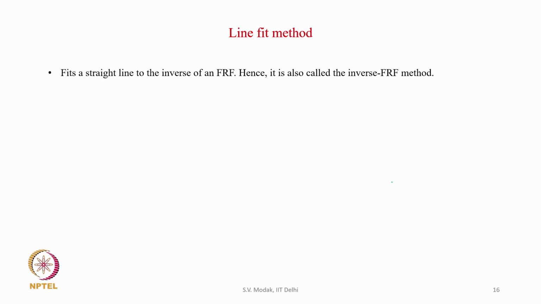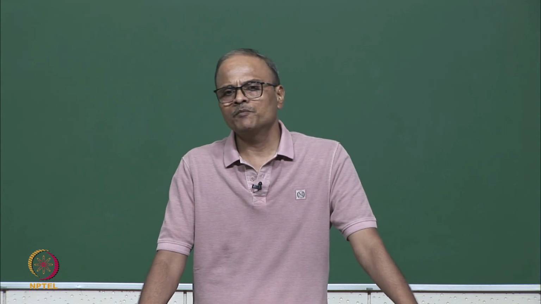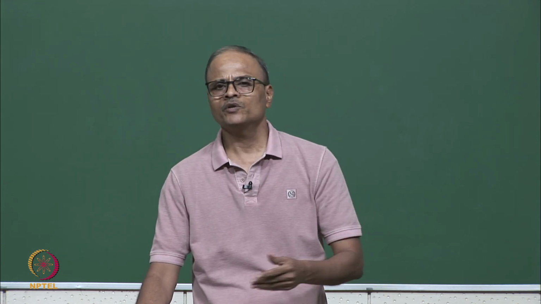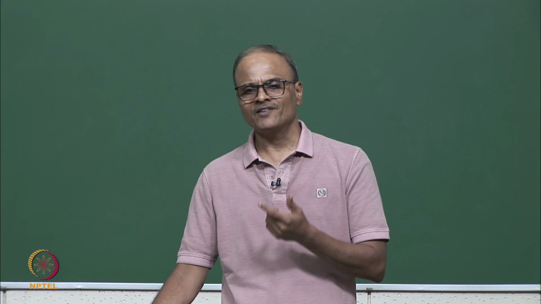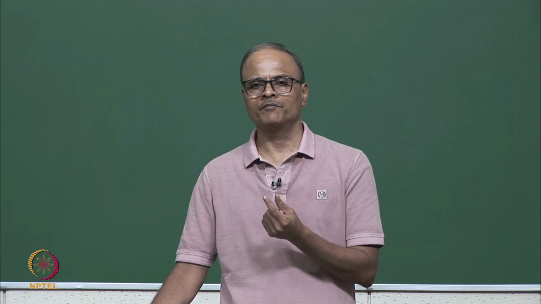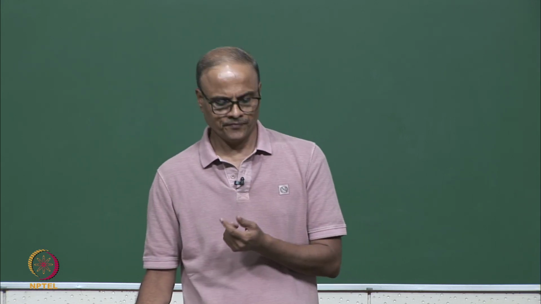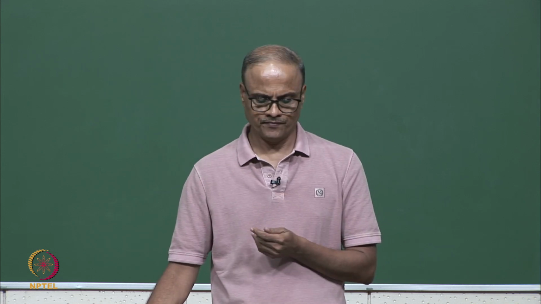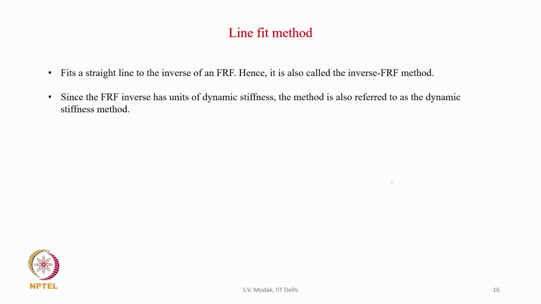The line fit method essentially fits a straight line to the inverse of an FRF, and hence it is also called the inverse FRF method. If you take the reciprocal of an FRF, then we can show that it can be approximated by a straight line in a narrow frequency band around a resonance peak, and that is the principle of the method. The reciprocal of the FRF has the units of dynamic stiffness, and that is why this method is also referred to as the dynamic stiffness method.